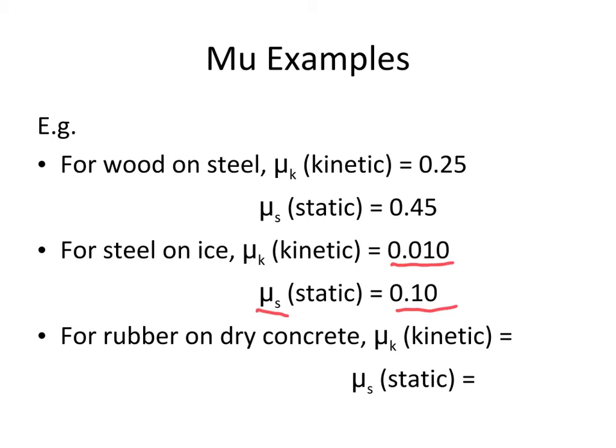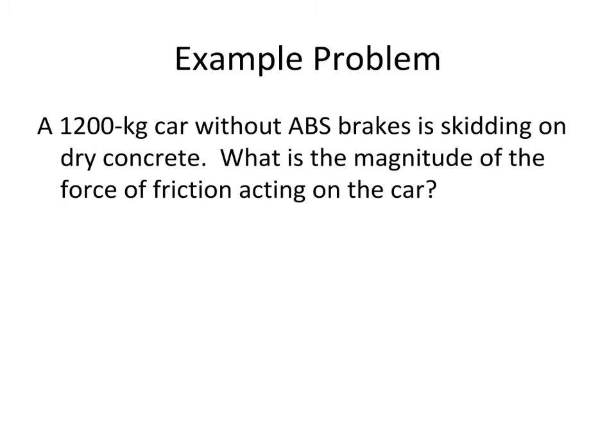For rubber on dry concrete, we would expect these values to be significantly higher, and they are. So 1.1 for coefficient of static friction, 1.0 for coefficient of kinetic friction. And we would expect those coefficients to be high because we use rubber in our car tires and we want them to have a lot of friction with the road to keep us safe.